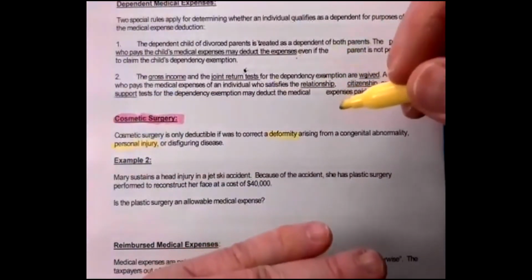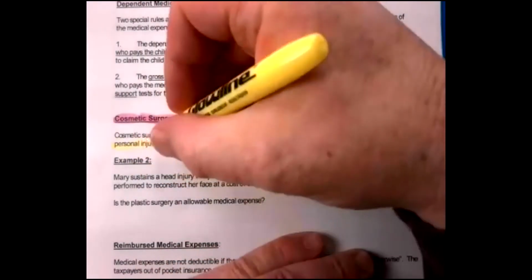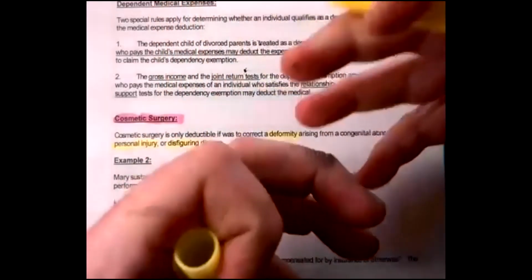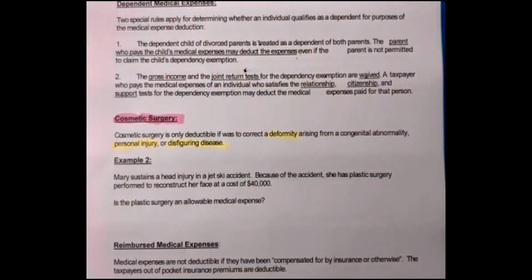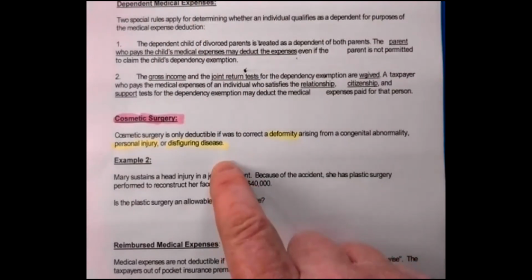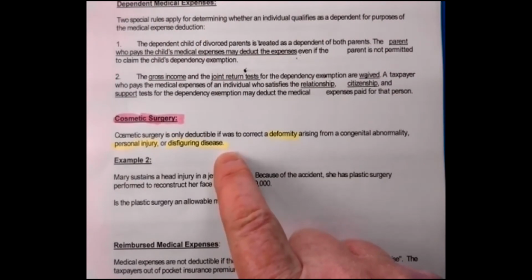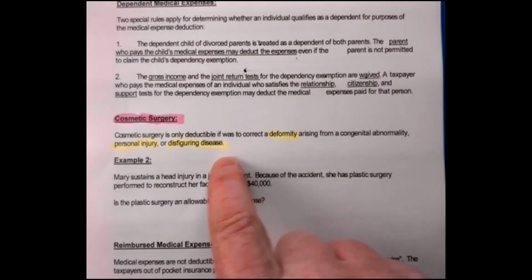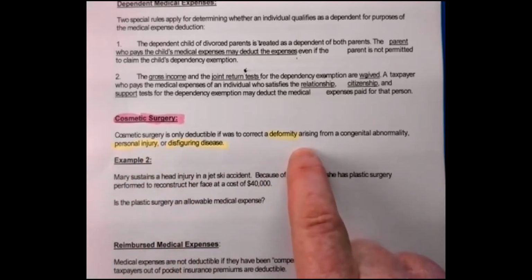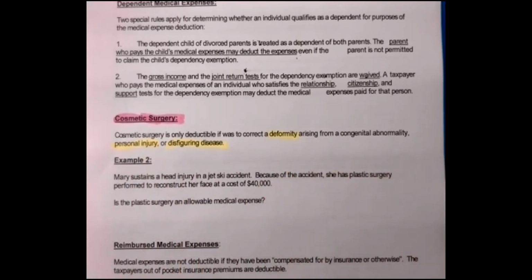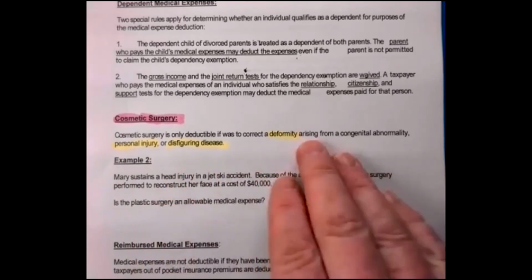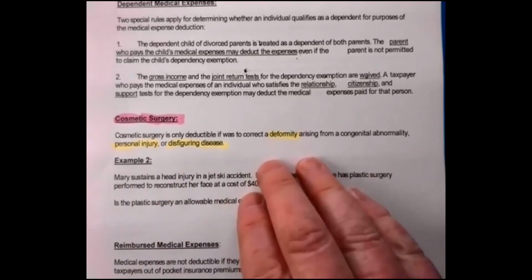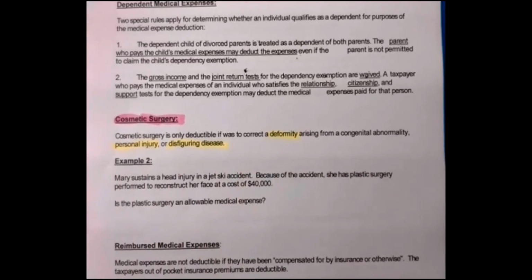If you have an injury, if it's related to an accident or something like that, or if you have a disfiguring disease, some kind of skin condition that causes something to happen, it's possible that cosmetic surgery is covered. One of the things is breast cancer, breast reconstruction, all that kind of stuff. That's covered because it's related to the breast cancer. So cosmetic surgery, if it's just to make you look better, that doesn't count. But if it's for a medical condition, then it does count. Okay.